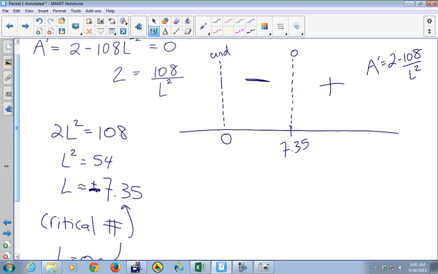Why am I ignoring to the left of 0? Because the paper can't be negative. Yeah, can't have negative length.